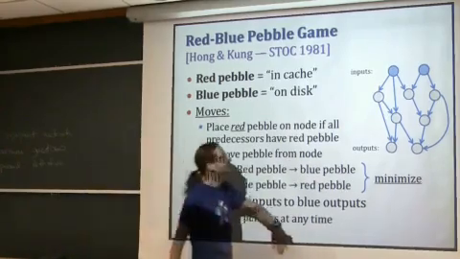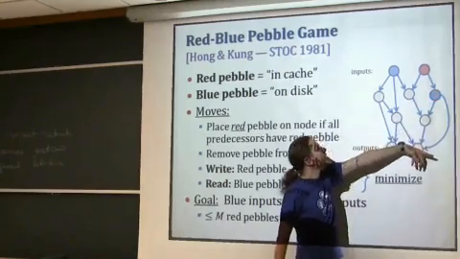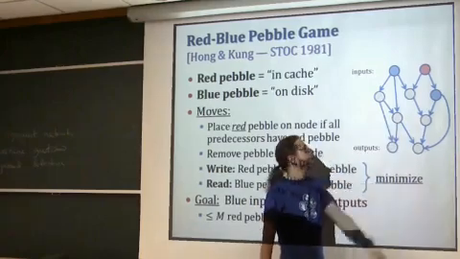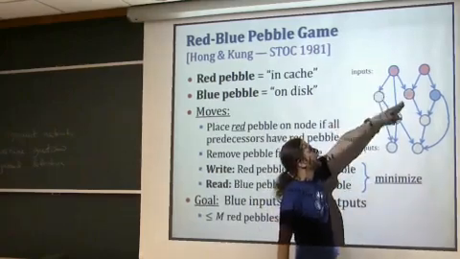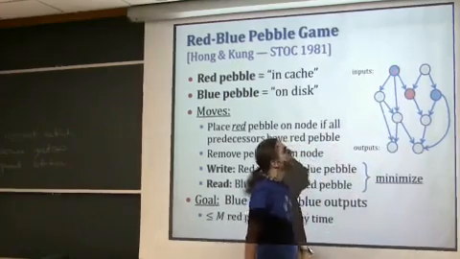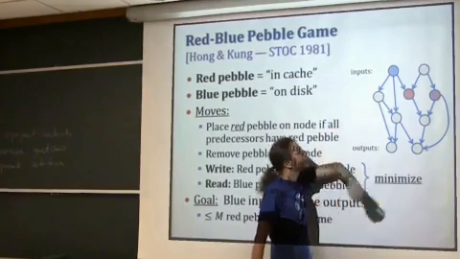So let's go through this. I can make that one red, and now I can make this one red. Great. Now I don't need it right now, so I'm going to make it blue, meaning write it out to disk. Make this one red, make this one red. Now I can throw that one away. I don't need it in cache or on disk. I can put that one on disk because I don't need it right now.